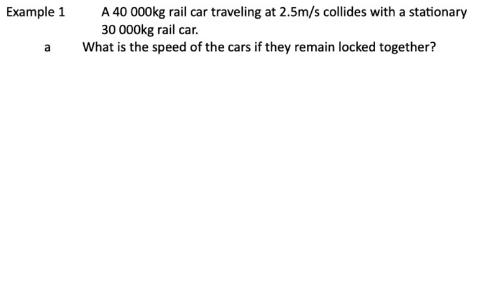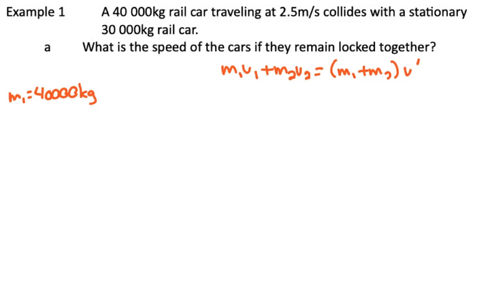So no matter what, we can always use the momentum conservation equation, which is m1 v1 plus m2 v2 equals (m1 plus m2) v prime. All we need to determine here is which object will be object 1, which one will be object 2. So if we say m1 will be the 40,000 kg rail car, that would mean that v1 is 2.5 meters per second.